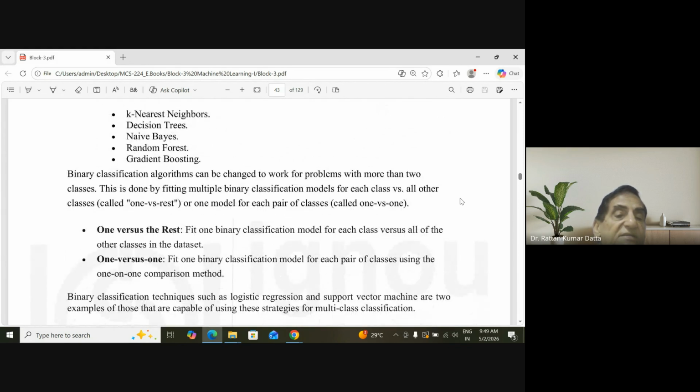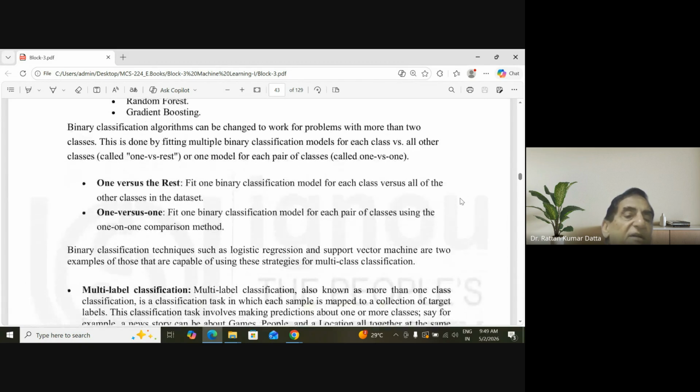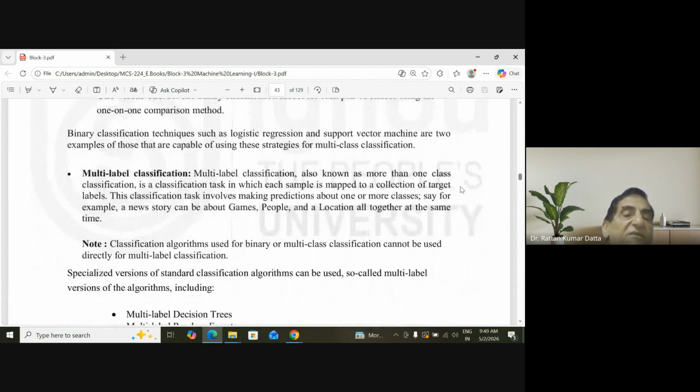One versus the rest, one versus one. Fit one binary classification model for each class versus all of the other classes. Fit one binary classification model for each pair of classes using the one-on-one computation. Multi-level classification, also known as more than one class classification, is a classification class. So games, people, location, and all these things are there.